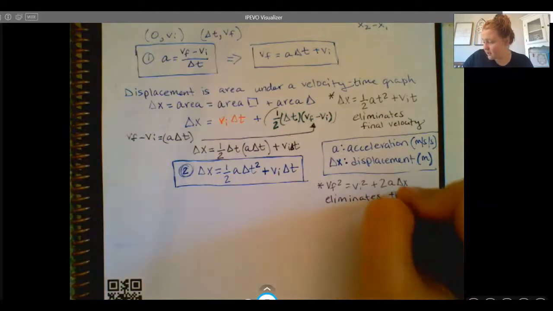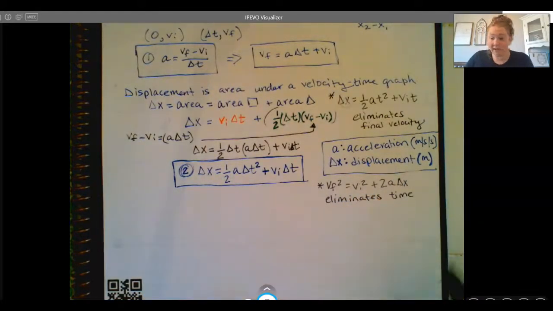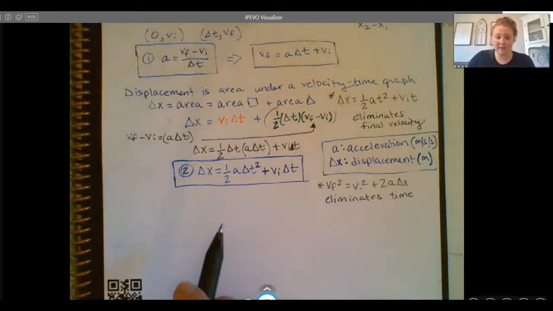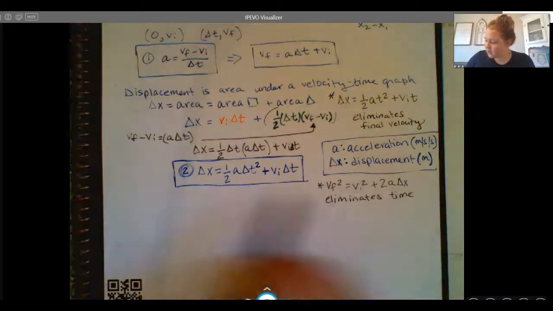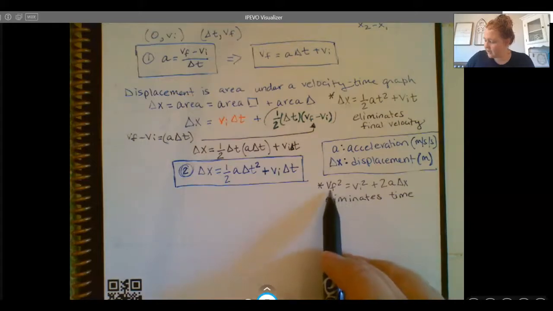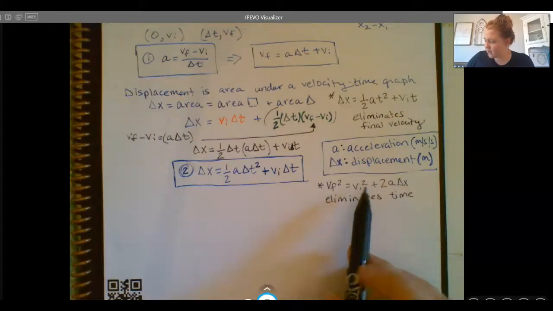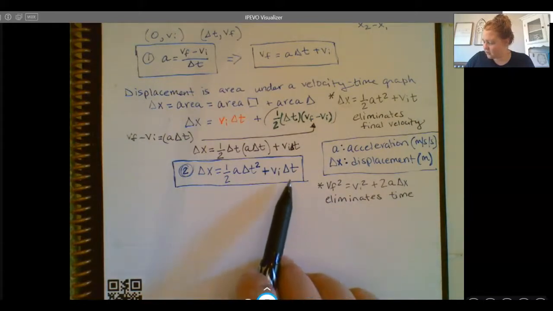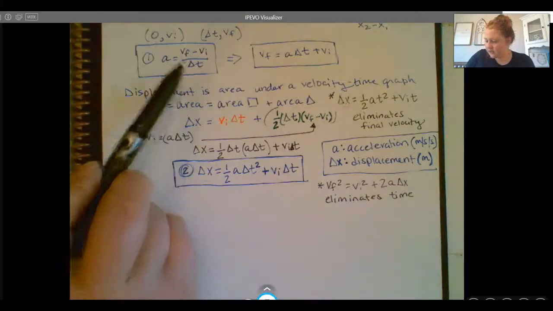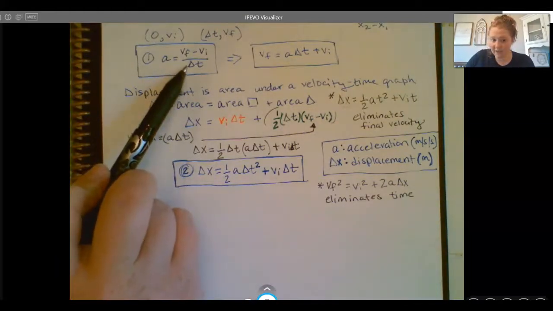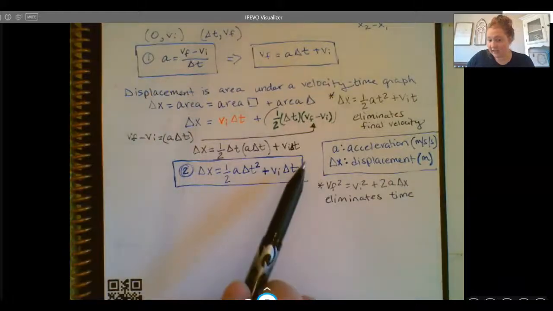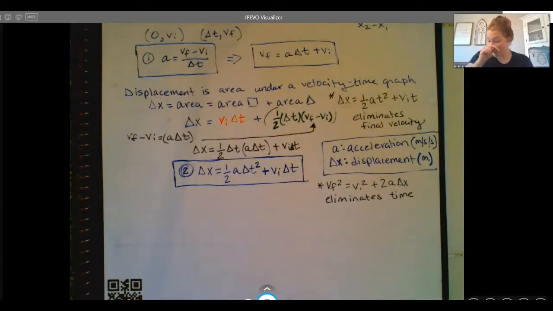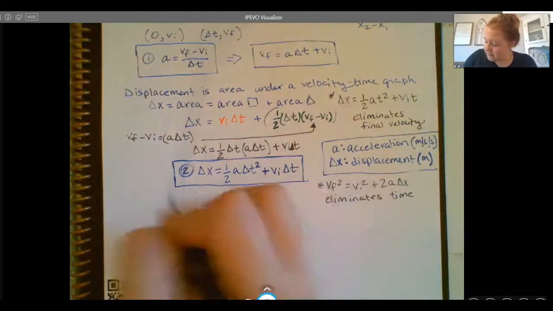Eliminates time. So sometimes you might be solving a problem and you don't know the time, and hey, this would be your go-to equation. So let's look at the derivation for this. I'm trying to get a VF squared. If I'm trying to eliminate time, what I think I'm going to do is solve for delta t with this equation and then substitute that delta t into this equation. You'll notice that we have eliminated time.